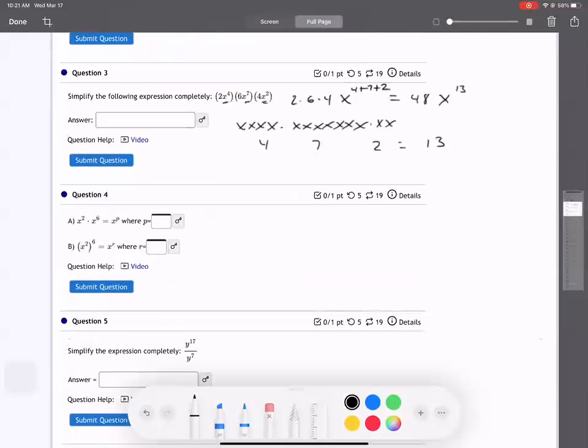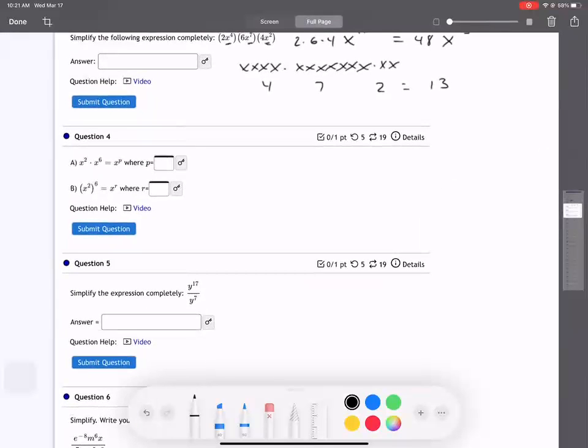Okay, the next problem is very similar. Just asking, hey, what would the exponent be? X squared times x to the 6. How many do we have? We have x to the 8.